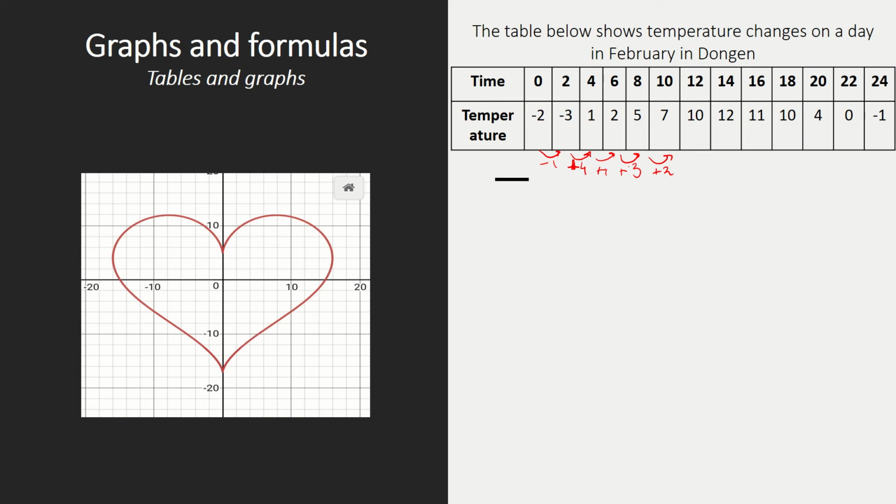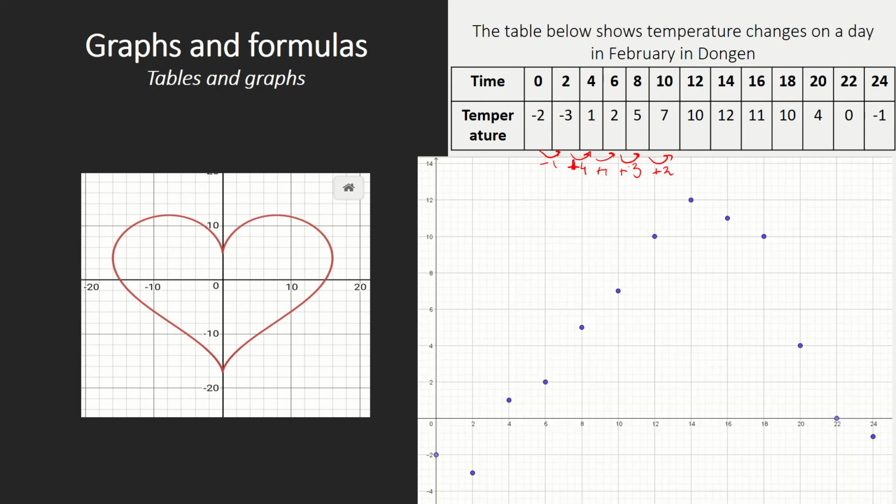So that means when we're going to draw a graph, it will look a bit like this. It's not a straight line, it's just some random points. Because of the randomness of the points, you should not draw a straight line. What you should do is connect the points not using a protractor and not using a ruler.